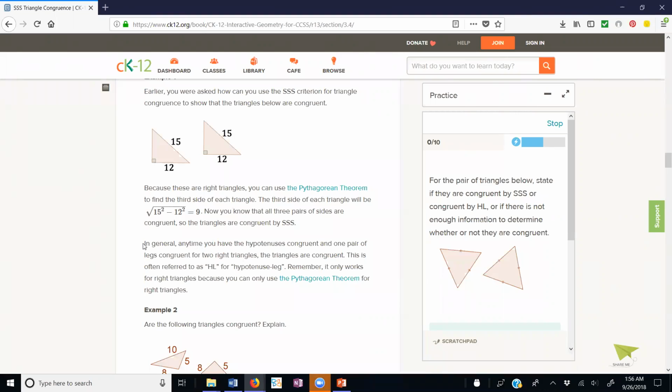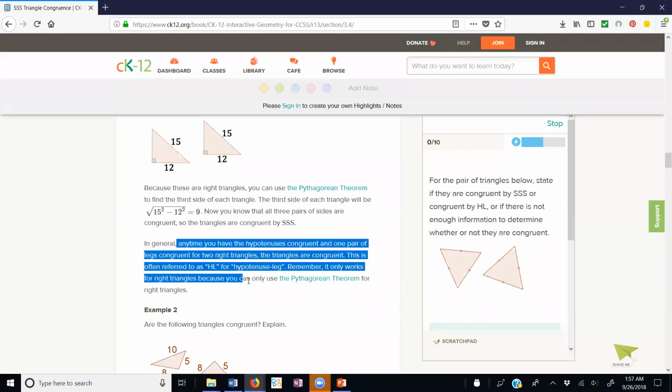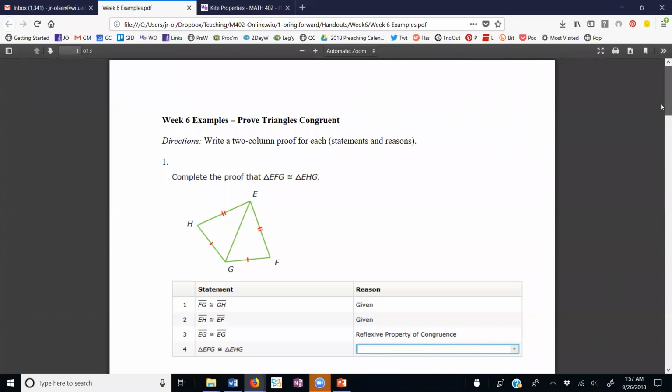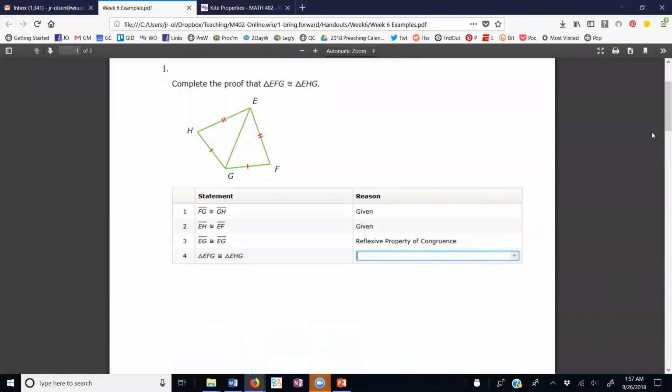This only applies to right triangles. Anytime you have the hypotenuse congruent and one pair of legs congruent in two right triangles, then the triangles are congruent. Okay, now let's go over to the week 6 examples and try to write some proofs. The first one we pretty well have started, but it's a good starter.